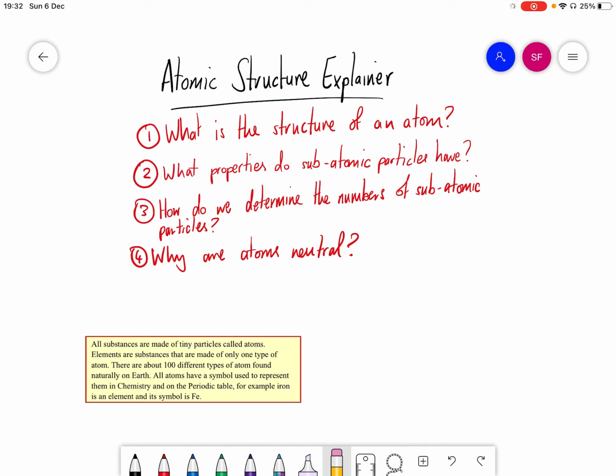So there are going to be four aims to this video. The first aim is to look at what the structure of an atom is. We're then going to look at the properties of the subatomic particles. We're going to determine how many subatomic particles an atom has, and then we're going to look at why atoms are neutral, why they don't have any charge.